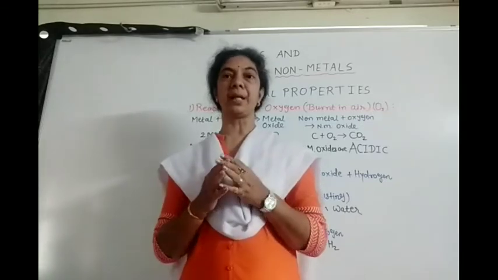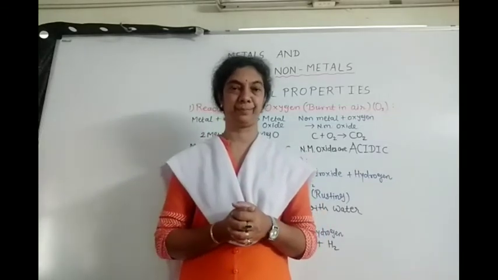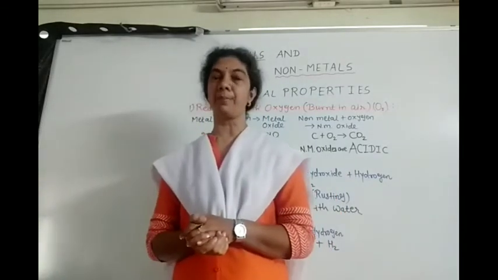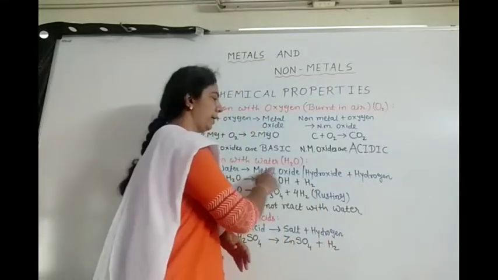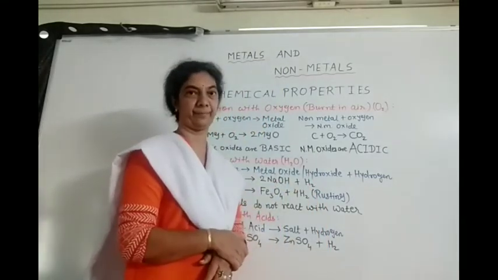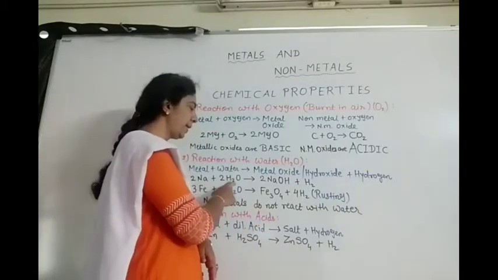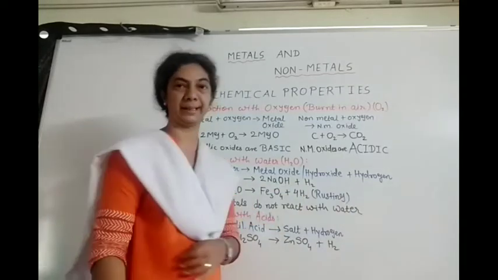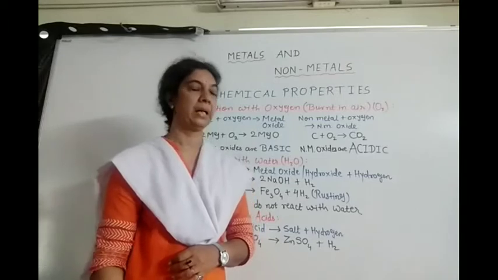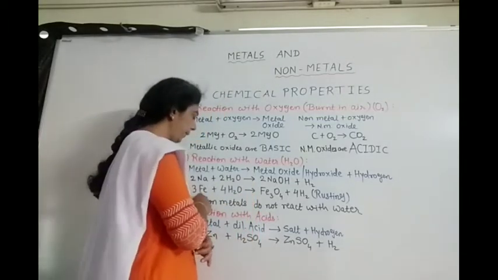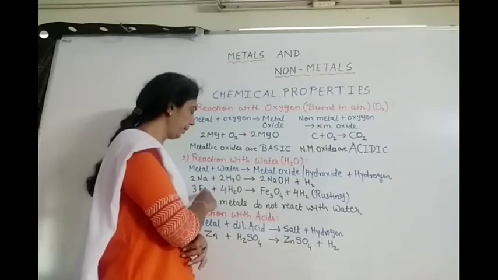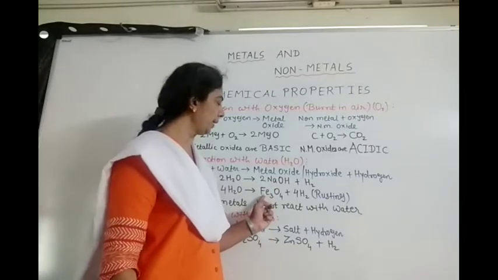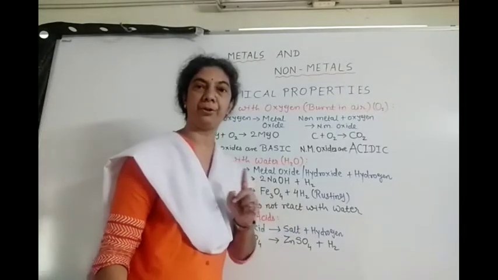So the metals which are highly reactive, they are doing the reaction with cold water and normally they are producing the metal hydroxide. Say for example, sodium is reacting with water and giving sodium hydroxide plus hydrogen gas. Then another example of metal reacting with water, that is iron is reacting with water and it produces iron oxide and hydrogen gas.